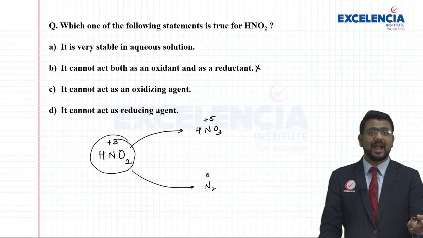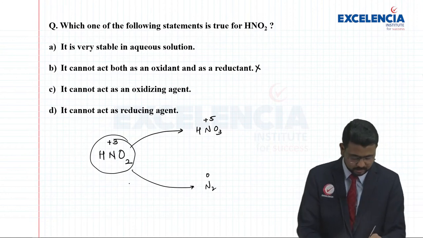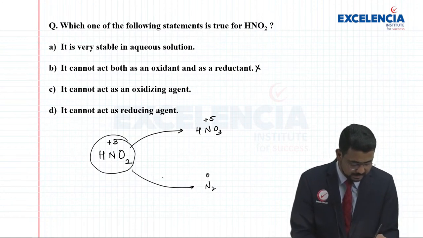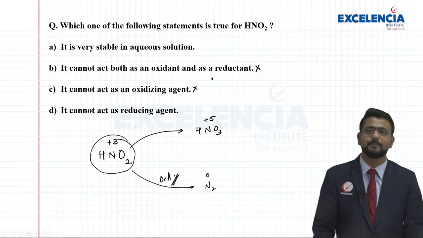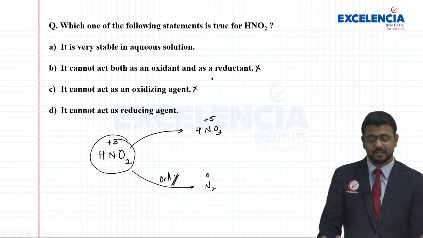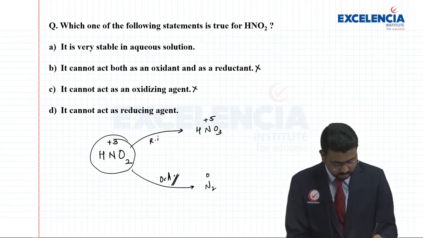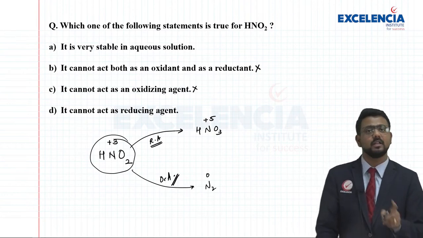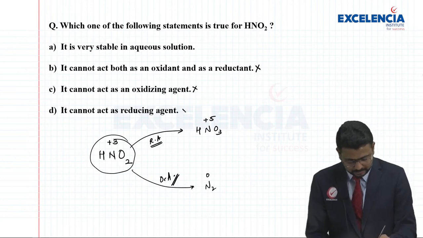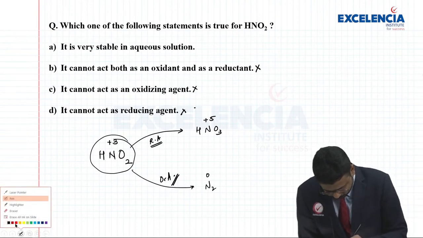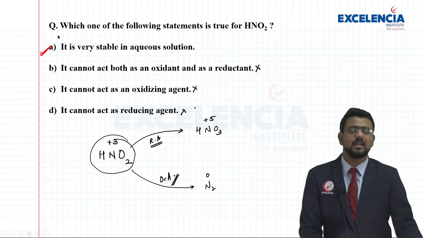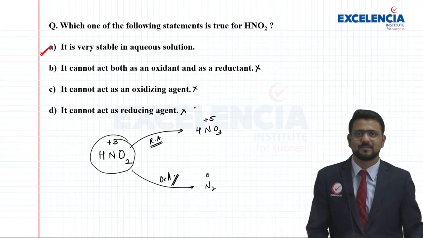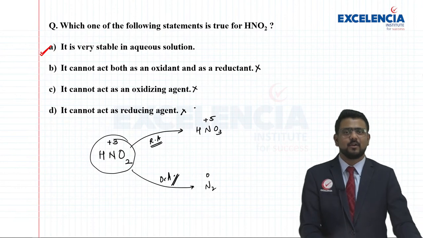Now, it cannot act as an oxidizing agent, not possible, because here it can be reduced. That's the reason it will behave as an oxidizing agent, right? So this statement is also not correct. It cannot act as a reducing agent. Definitely here, it is going to behave like a reducing agent if it is getting oxidized, right? So all these three statements are wrong. So without any doubt, your answer should be option A, that it is stable in its aqueous solutions. I hope you got the understanding.